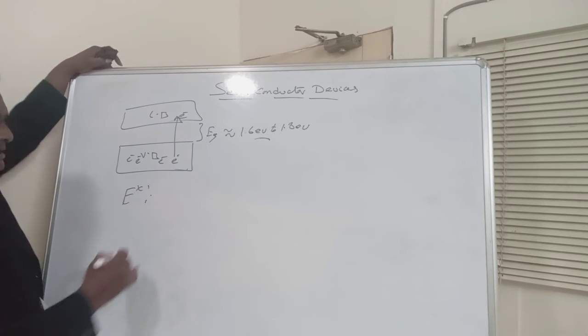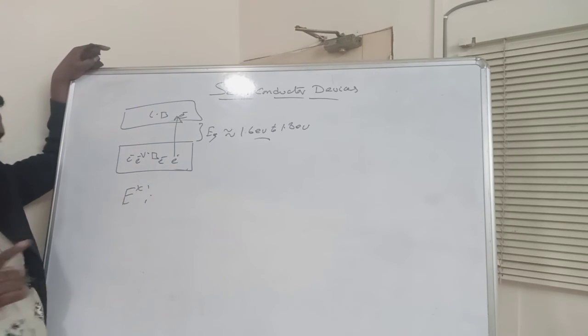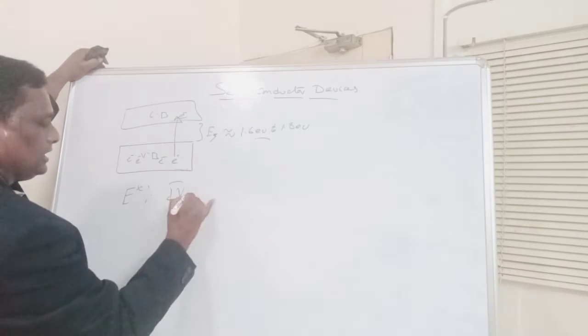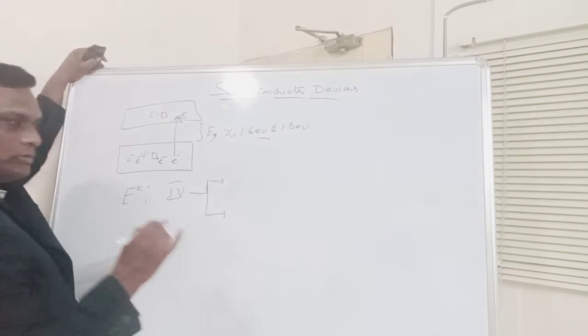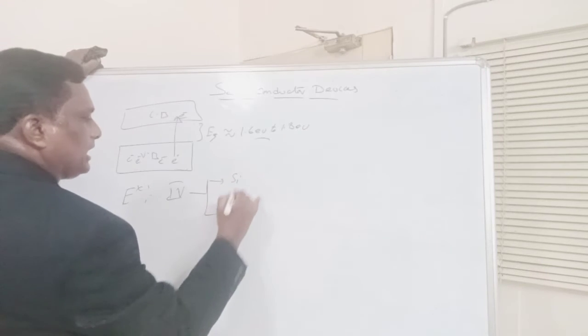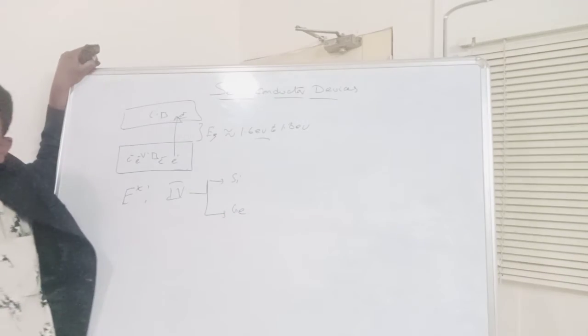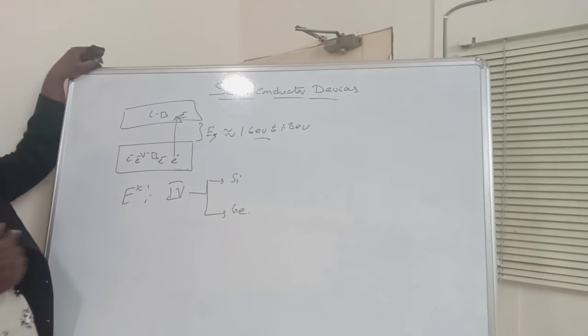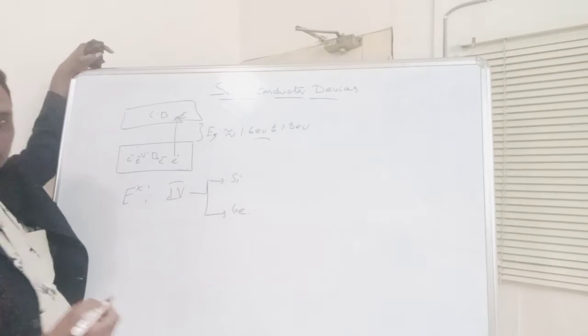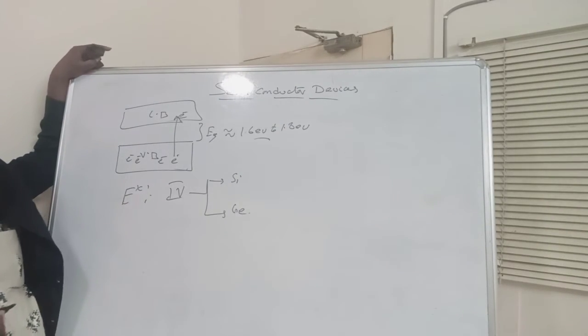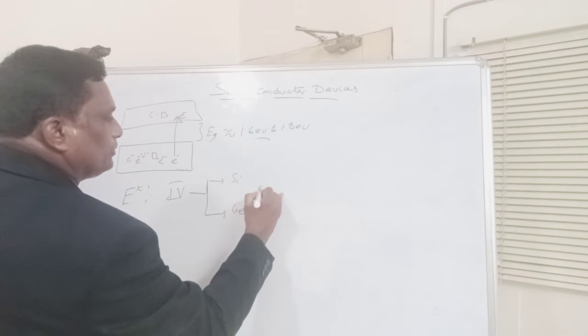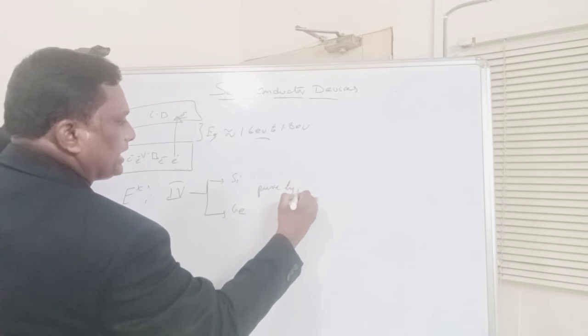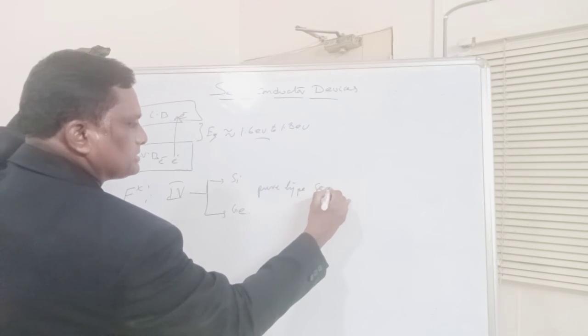Examples for semiconductors: we have only two semiconductors, both in the fourth group elements. Those are silicon and germanium. Fourth group elements like silicon and germanium are called pure type semiconductors.